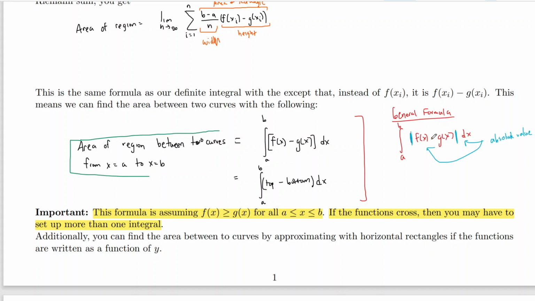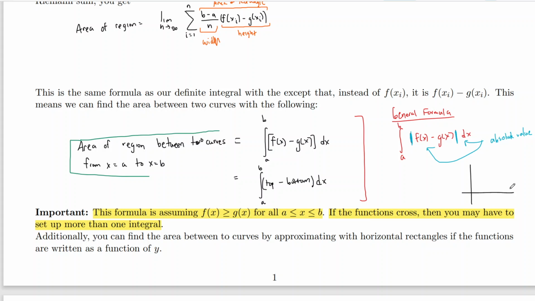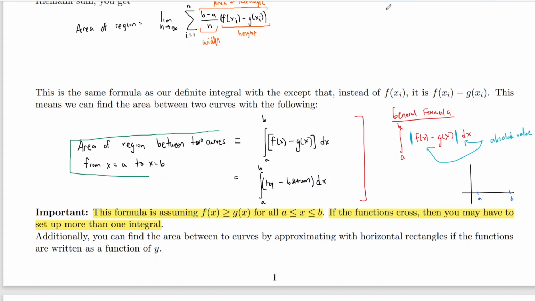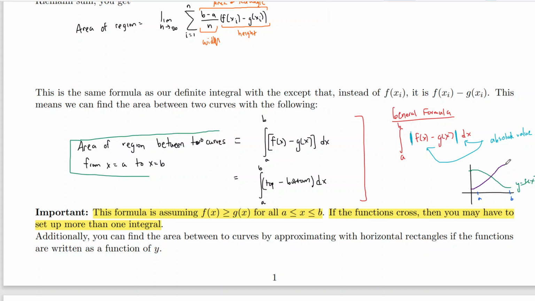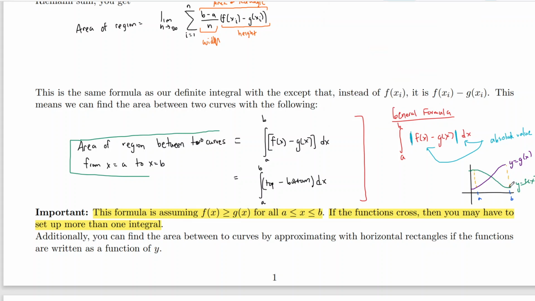And the basic idea here is if you have your two curves, I'll just draw a little sketch. Let's say x equals a is here and x equals b is here, and they cross. So at some point, this is y equals f of x in green, and then in purple here, we have y equals g of x. And we want to find the area between those two. Well, then we have to find, from x equals a to x equals b, the area of these two things.